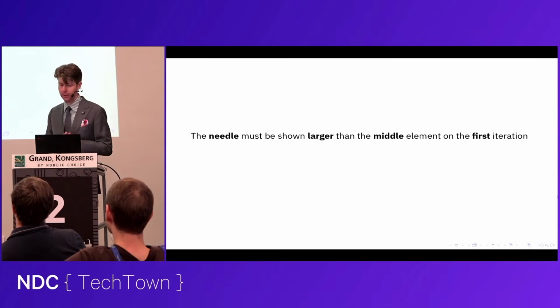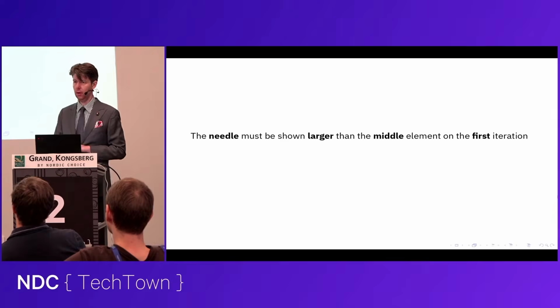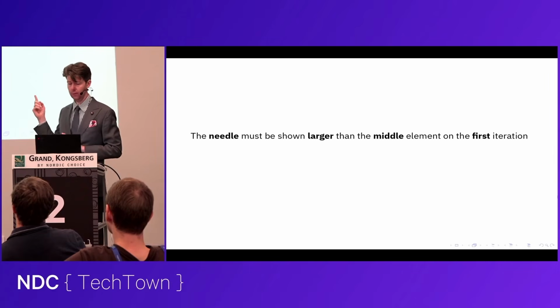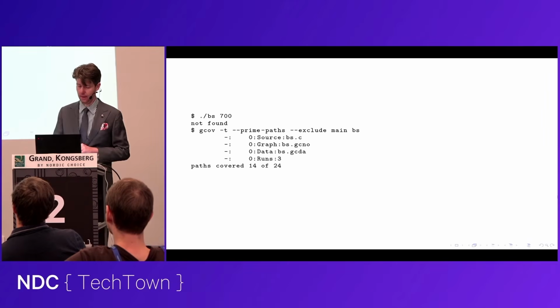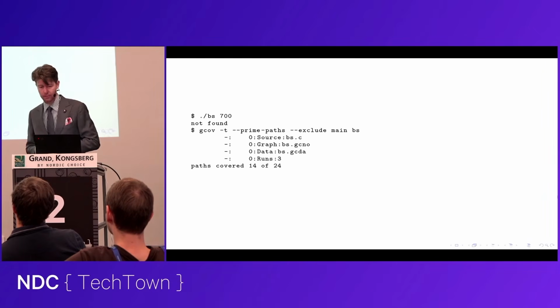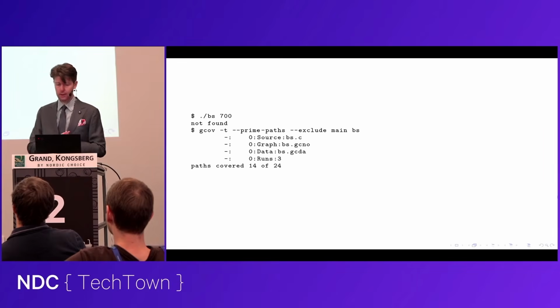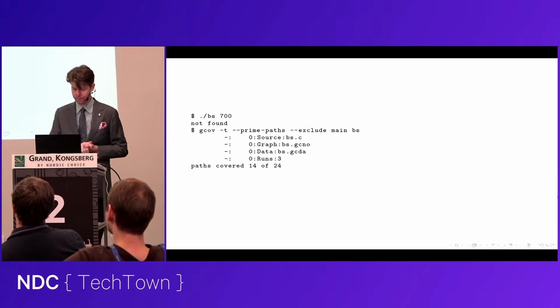So this is the case where the needle must be shown larger than the middle element on the first iteration, which is a different case than when you're comparing with the needle, and it's larger than the middle element, but on a not first iteration. Those are different. So look for 700, and we get 14 out of 24 paths covered. Okay, good.